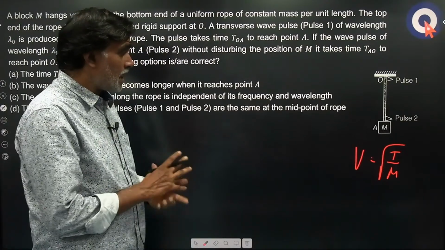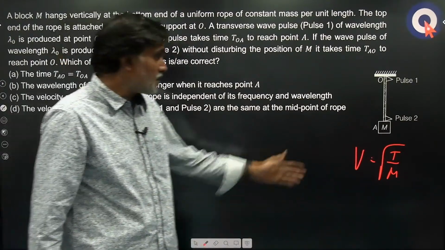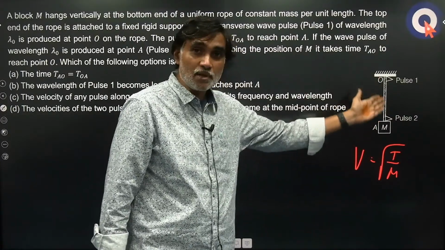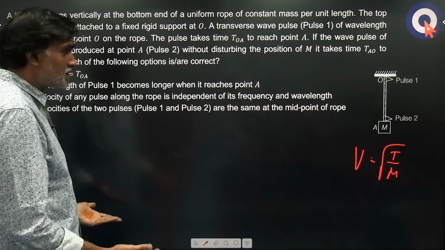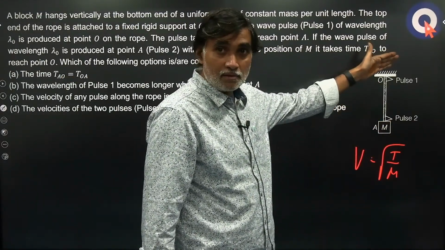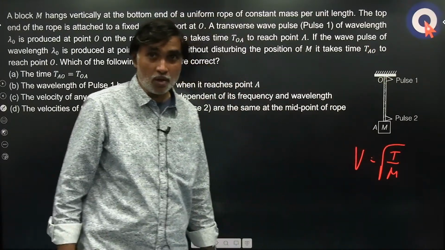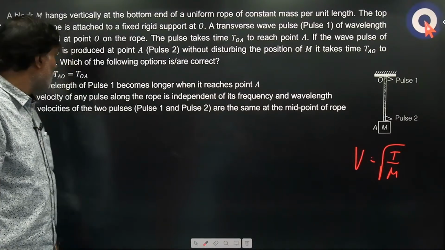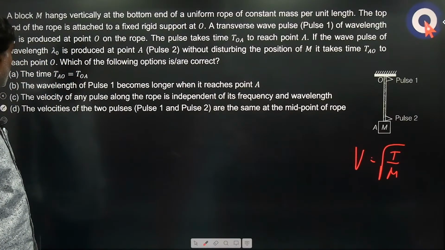Then what happens? They pass through the midpoint, that is correct, okay. Because velocities are the same, this is going up, this is coming down, they should pass through the midpoint. After what time they pass, you can find. And how much time it will take to go from here to here is L by v. And this also should take the same time, L by v, to come to the bottom. So T_AO equals T_OA, that is correct.